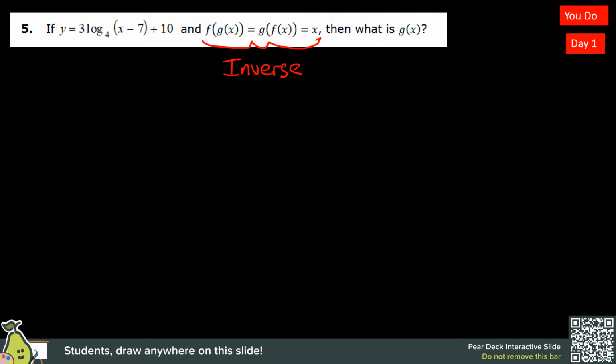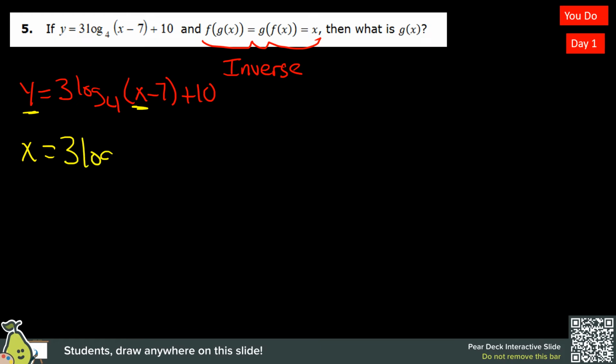inverse. So to get us started, we'll say y equals 3 log base 4 of x minus 7 plus 10. To get that inverse, you're going to switch these values. So you're going to get x equals 3 log base 4 of y minus 7 plus 10. And you're going to want to solve for y. So you'll do your opposite operations. You'll subtract 10 from both sides. You'll divide by 3. And then to get rid of that logarithm, you have to write it in exponential form.